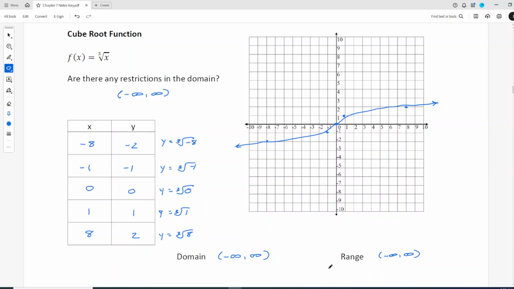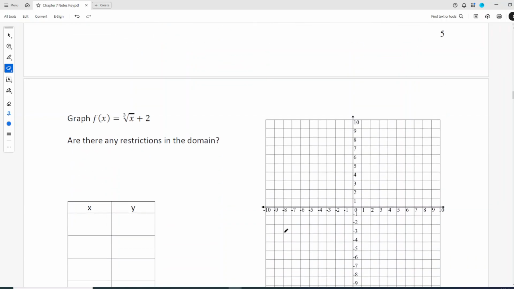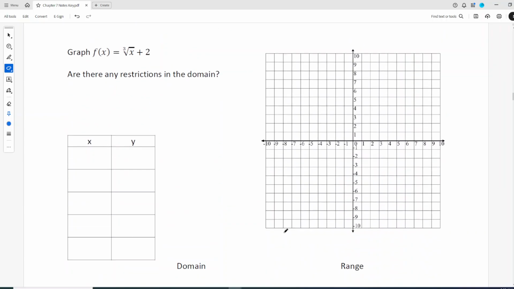Okay, but now let's do the transformations to it. So the first thing we're going to do is graph y equals the cubed root of x plus 2. The first thing is this question becomes a little bit redundant. Are there any restrictions in the domain? No, right? The domain is going to be negative infinity to infinity.